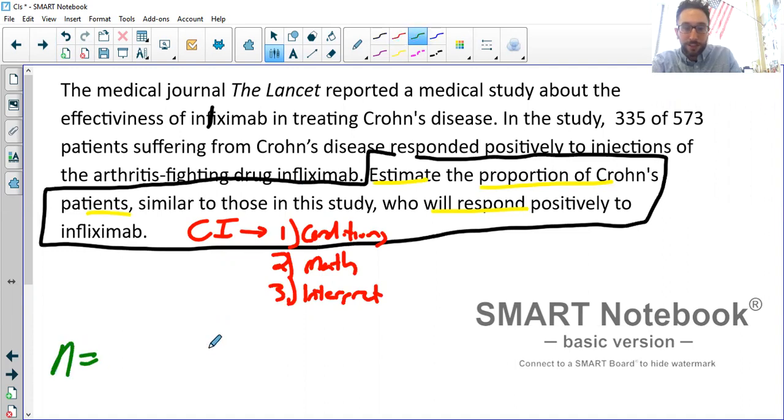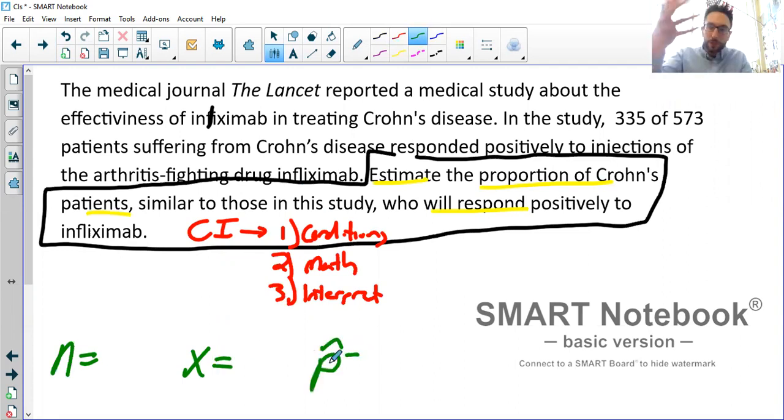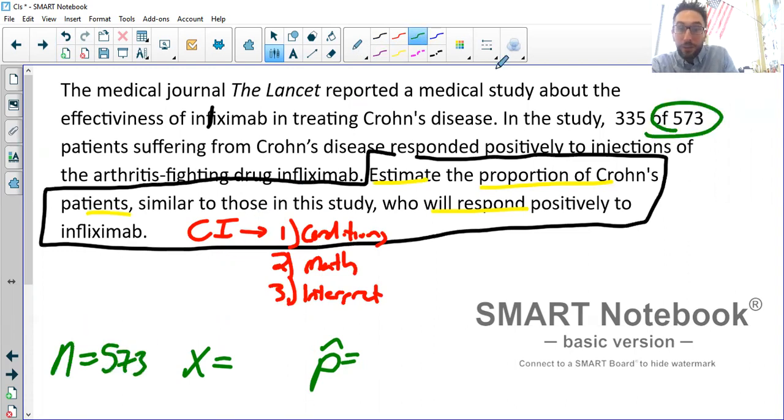We want X, N, P hat, no confidence level given. So first think to yourselves, 2 of these 3 green numbers are given. Which 2? And then how are we going to find the third one? Pause the video and try it out. And now that you've unpaused, hopefully you told me our total sample size right here is 573. This time we are given the number of successes, in this case, people who responded positively to infliximab. So in this example, we're given the X value, which is 335.